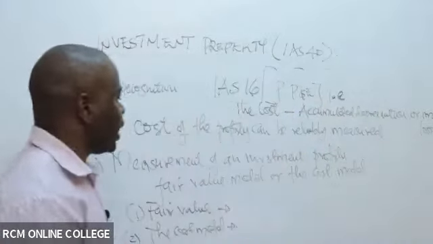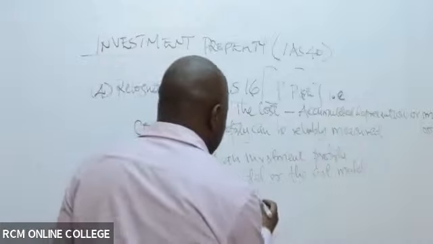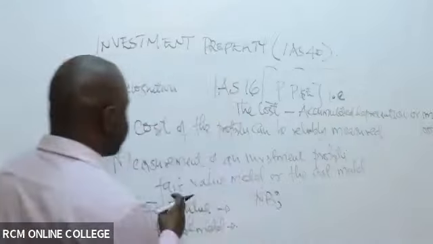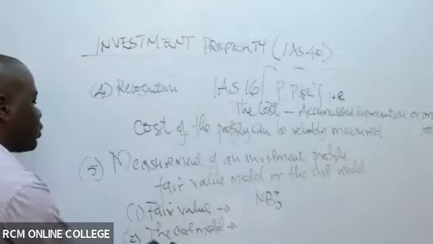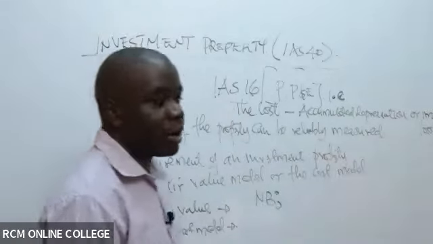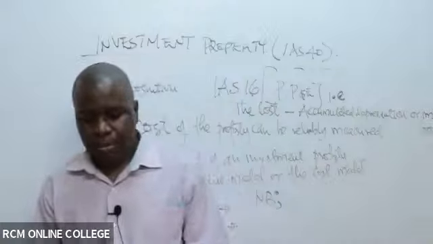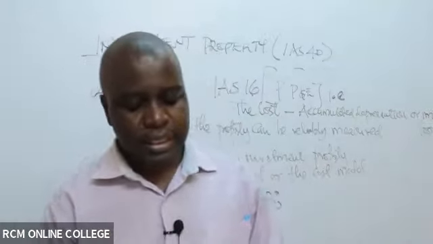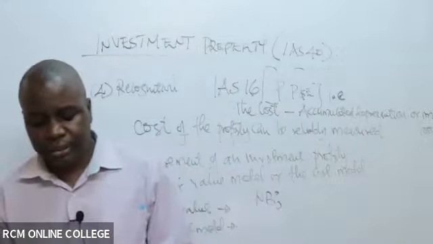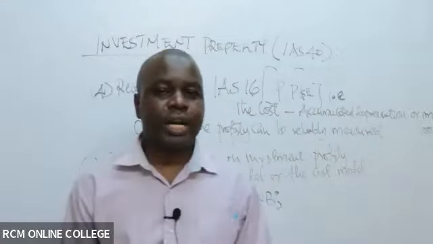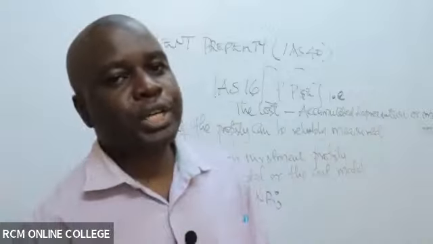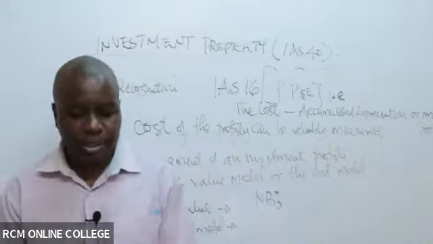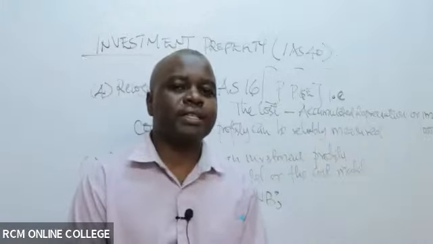You can end by putting a note, an NB. Of course you've been able to see there are two ways, fair value, or you can use the cost model. So you can put an NB and indicate: an entity will adapt one method of valuation on all its investment properties.